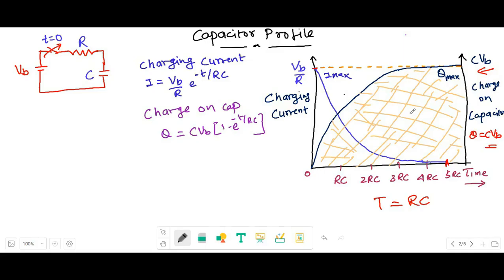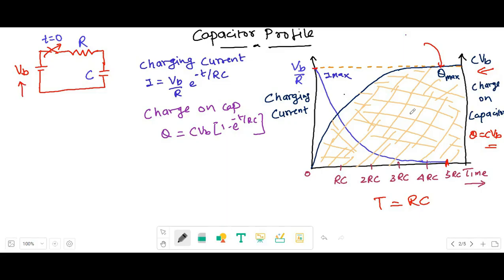Okay, so if you look at 5t, at 5 time constants, my capacitor charges to Q max, charge max. My capacitor charges up to Q max, and the value of Q max is going to be the capacitance value multiplied by VB, the applied voltage here, which is the maximum charge stored.